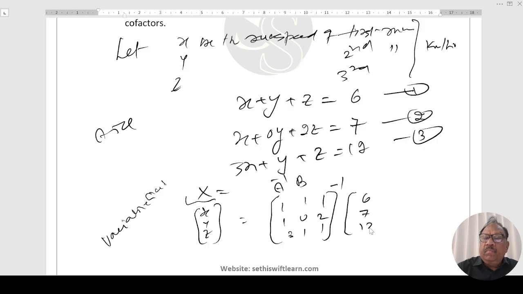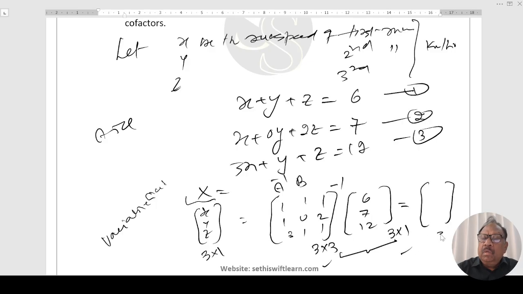6, 7, 12. Order of this is 3 by 1. Order of this is 3 by 3. Order of this is 3 by 1. For the product, 3 by 1 and 3 by 3, the order of these should be the same. So the resultant answer will be this. The result will be 3 by 1. X के corresponding ये आ जाएगा, Y के corresponding ये आ जाएगा, Z के corresponding ये आ जाएगा, right?